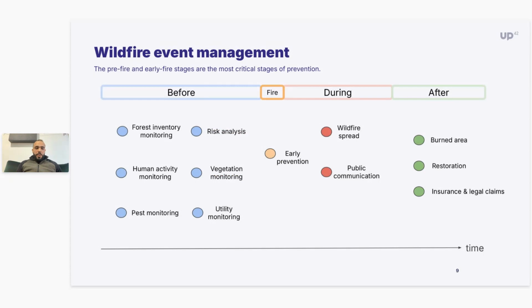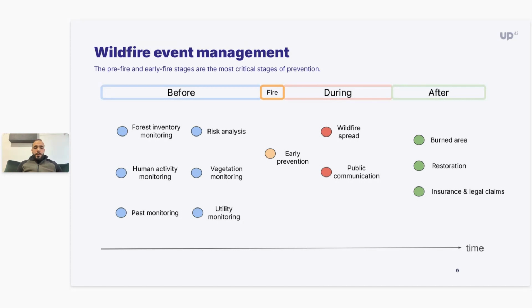So what people are doing is really focusing on this early prevention. And to do that, you have a bunch of analysis beforehand, as I mentioned: forest inventory monitoring, human activity monitoring, vegetation monitoring. Vegetation in this sense is also deemed as fuel, because it basically serves the initiation of the fire, so you monitor that. Also the utility lines can cause fires, and how you manage those is very important. And things impacting the health of the vegetation in the forest, like pests, are also being monitored.